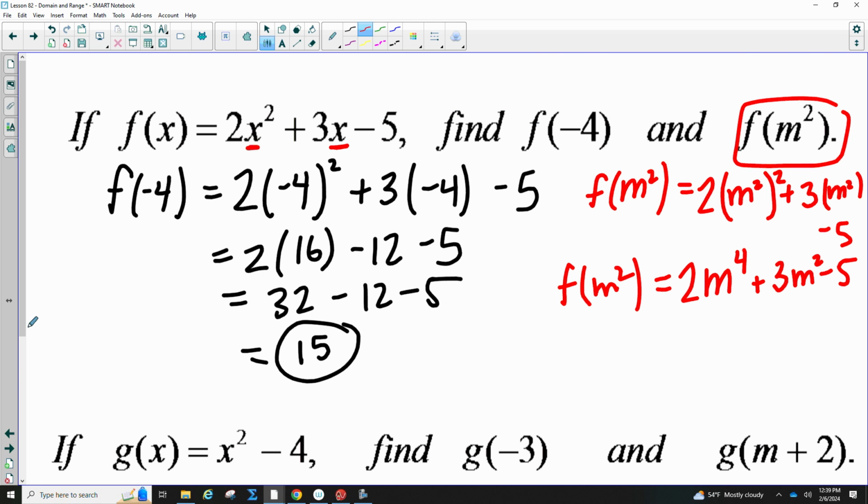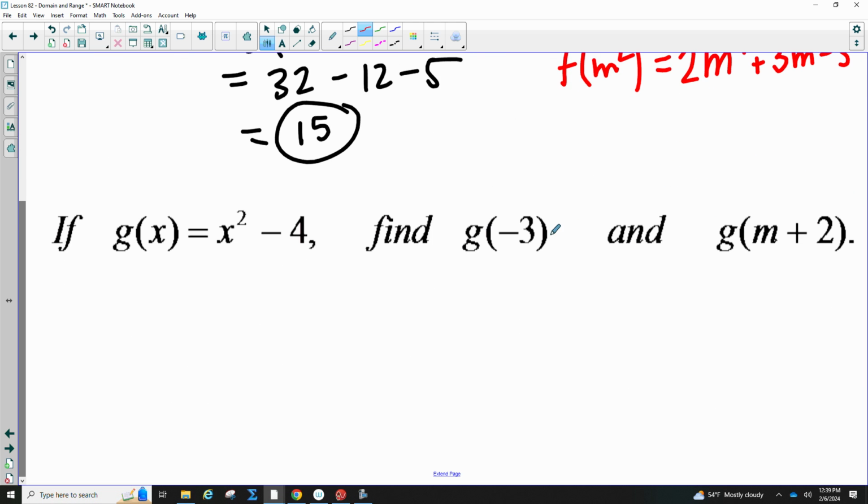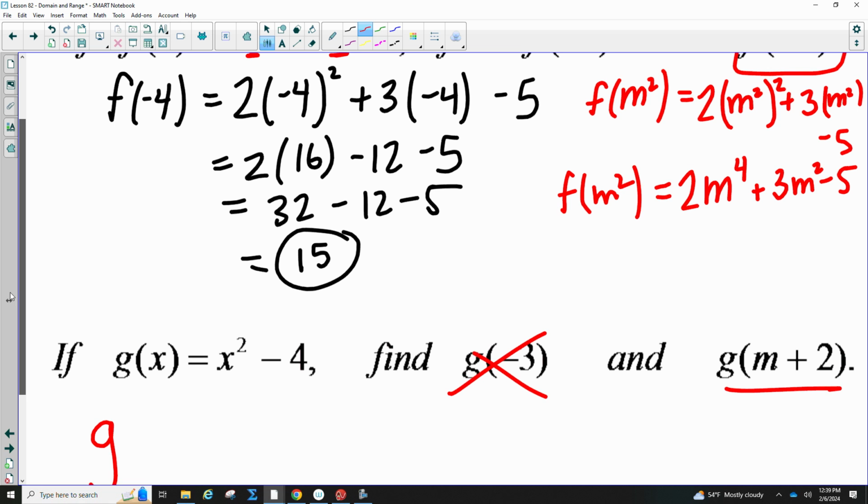Let's see. I don't think I need to do this one. I think you guys could do that one, but we probably should do this one. Yes. Yeah, that's the answer.